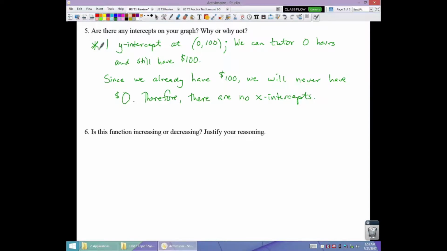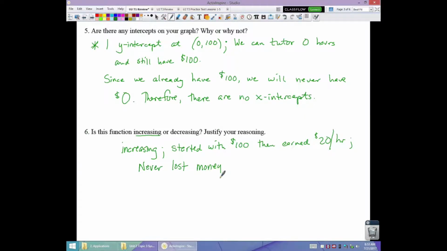Is the function increasing or decreasing? Well, it's definitely increasing. And again, we started with $100. Then earned $20 per hour. We never lost money throughout the problem. Okay?